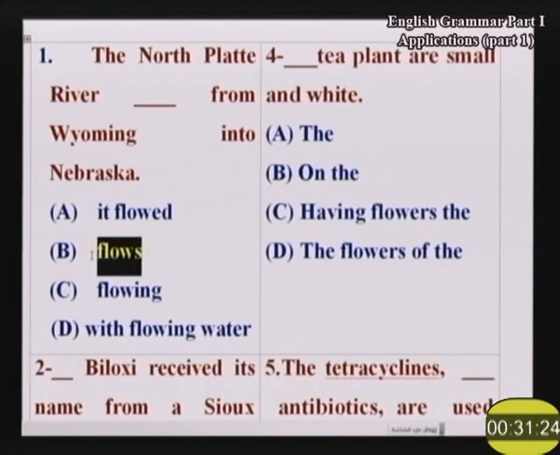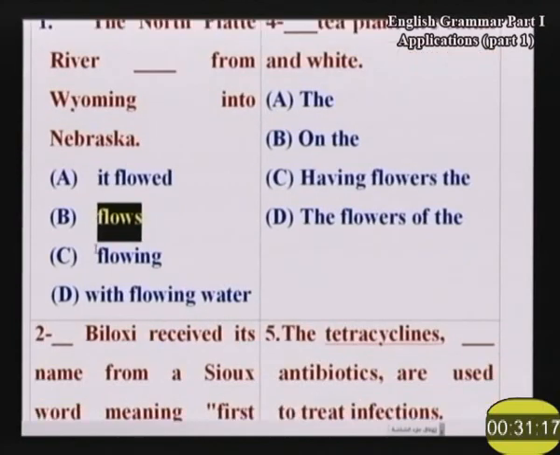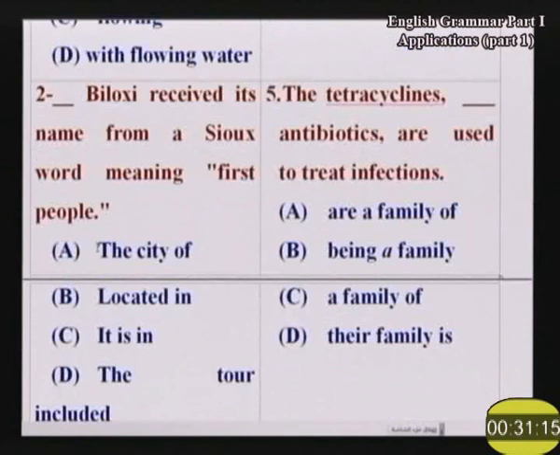Alright, so this is the correct choice: The North Platte River flows. Okay, let's look at number 2. Biloxi received its name from a Sioux word meaning first people.